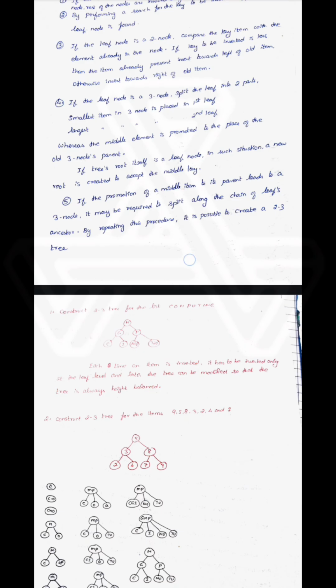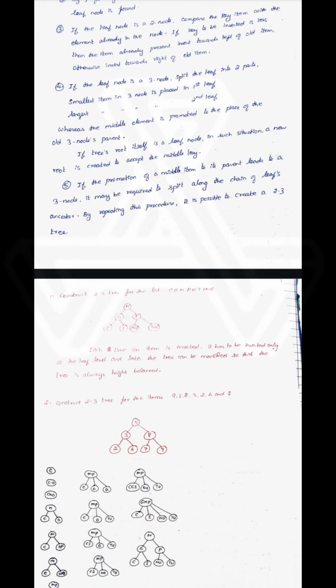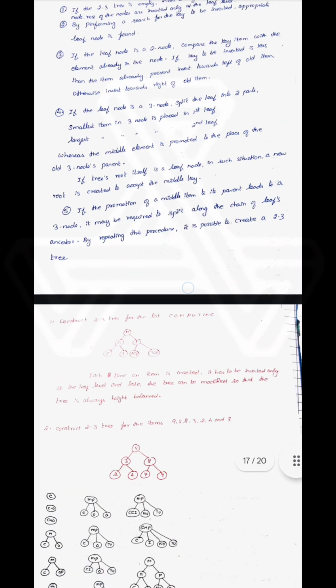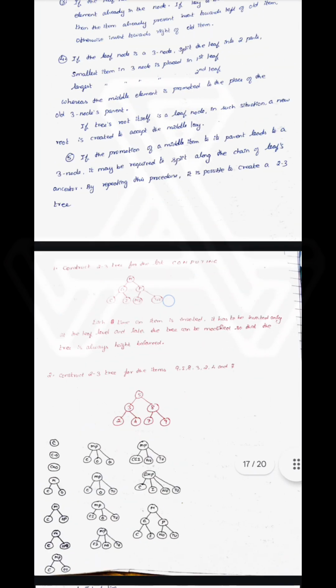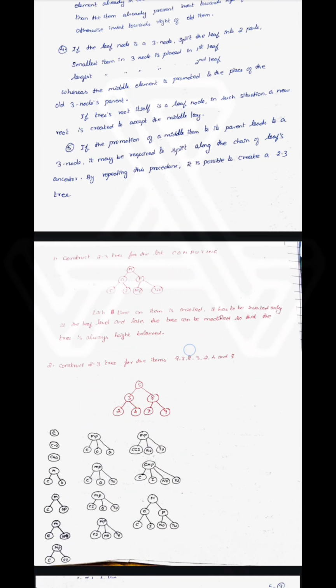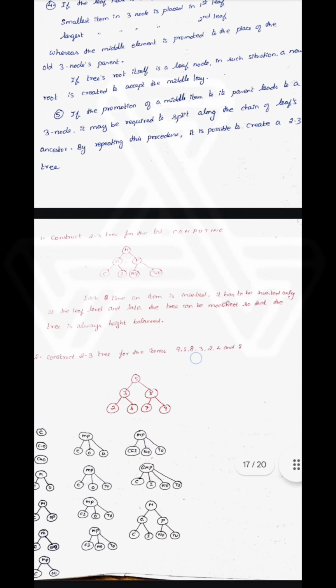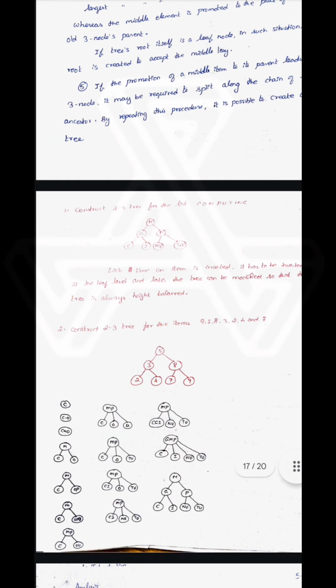If the promotion of the middle item to its parent leads to a 3 node, it may be required to split along the chain of the leaf's ancestors. By repeating this procedure, it is possible to create a 2-3 tree. Here it is. For constructing a 2-3 tree, we have it like this.